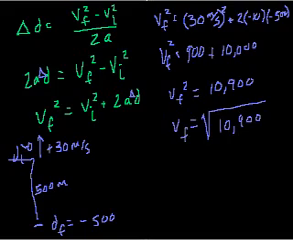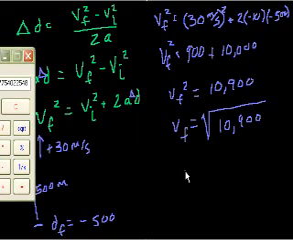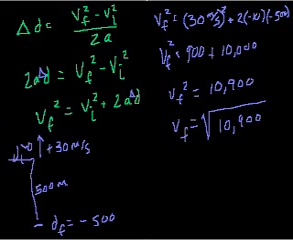Well, let me bring over my trusty Windows provided default calculator. Let's see, what is it? The square root of 10,900. So it's about 104 meters per second. So let me get this out of the way. My final velocity is approximately, that squiggly equals is approximately 104 meters per second.